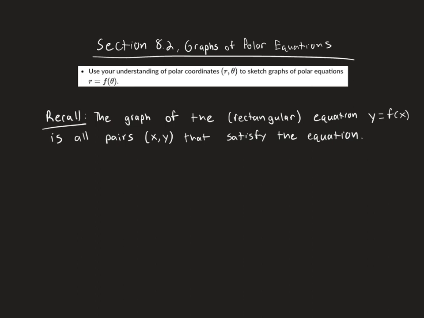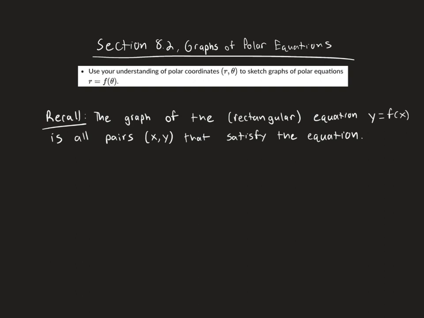Section 8.2 is about graphs of polar equations. So we're going to use our understanding of polar coordinates, r theta, to sketch graphs of polar equations. And the equations look like r equals some function of theta.